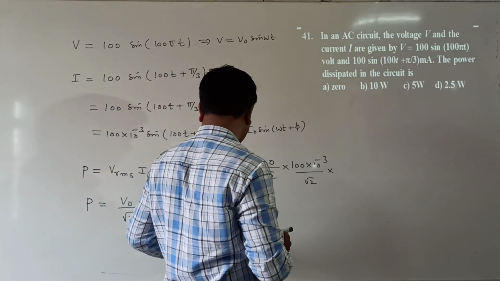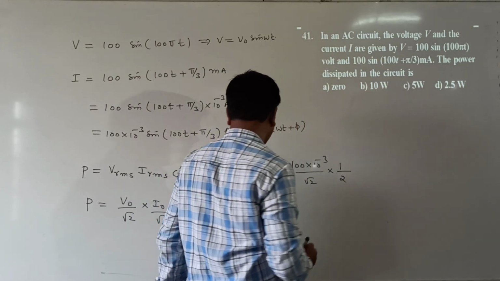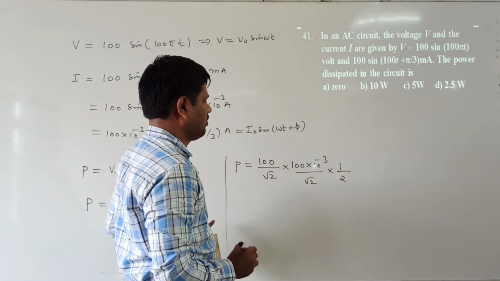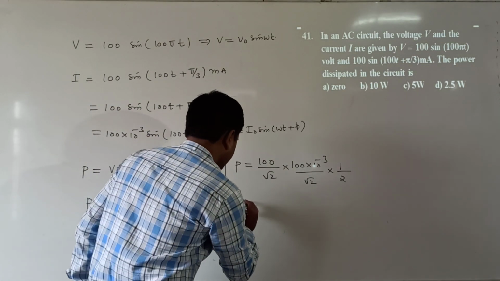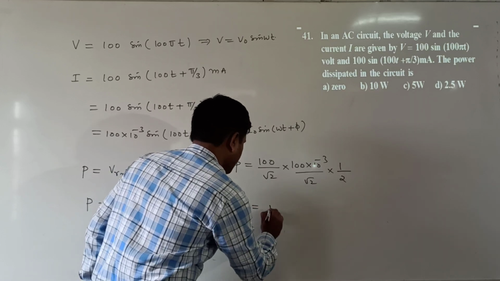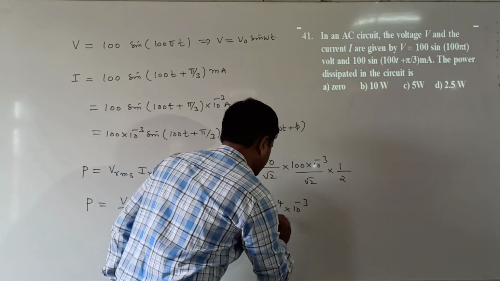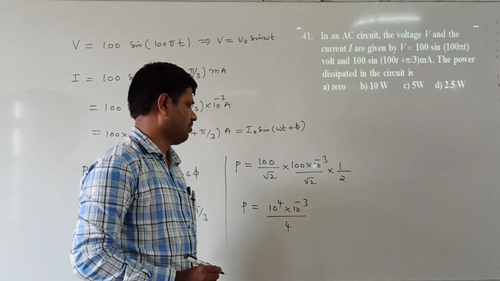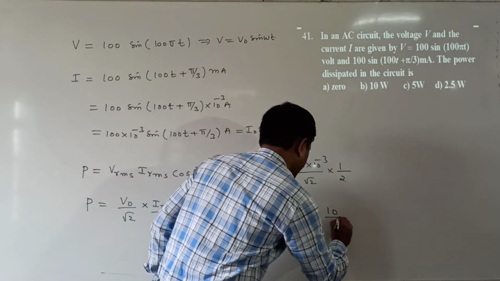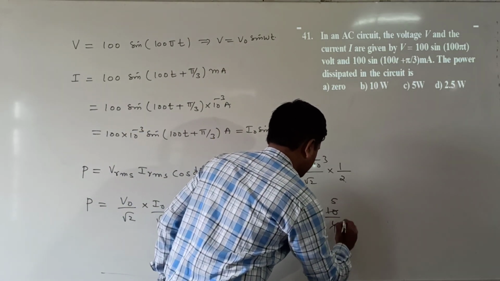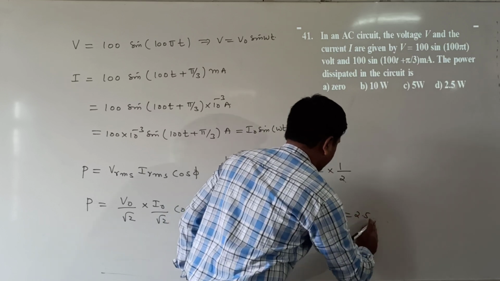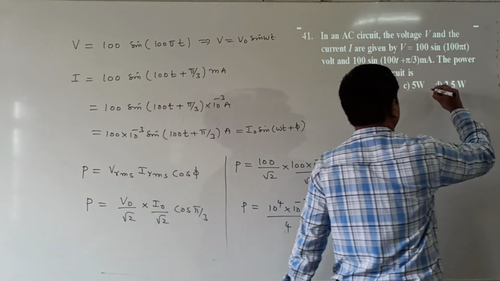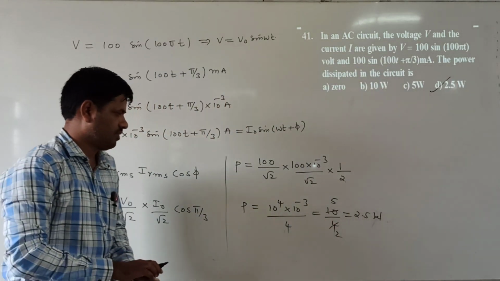Cos phi means cos 60, since 180 by 3 is 60. Cos 60 is equal to 1 by 2. So P is equal to 10 power of 4 into 10 power of minus 3 by 4, because 2 root 2 times 2 root 2 is 4. Now 10 power of 3 means 10 by 4, which gives 2.5. Our unit is watt, so 2.5 watt. Which option is correct here? D option is correct.